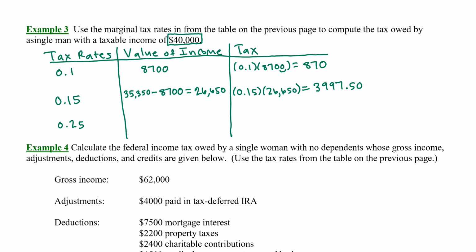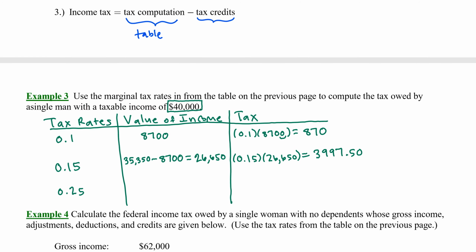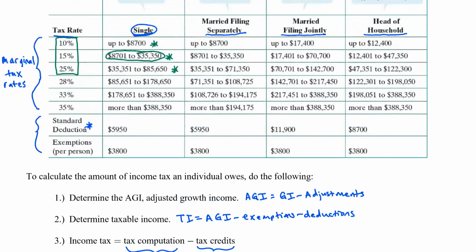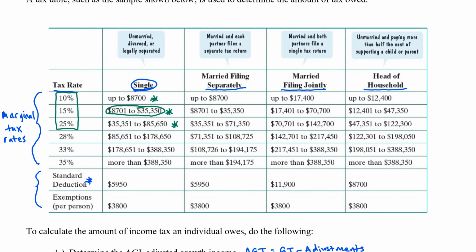$3,997.50. Let's glance back at the tax table to understand the next step. Now remember, his total income is $40,000. So the third tax bracket that he's going to pay is this 25% tax bracket. His $40,000 income is between these two values.